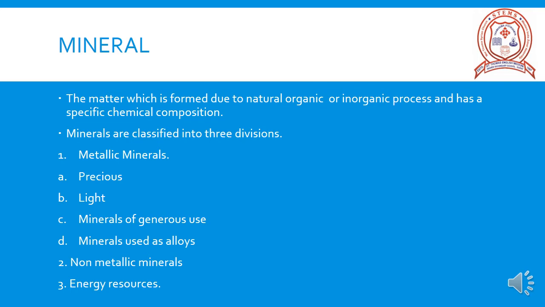Again, metallic minerals are classified into precious metallic minerals, light metallic minerals, minerals of general use, and minerals used as alloys. So these are the four types of metallic minerals. Precious metallic minerals, for example: gold, silver, platinum, etc. Light metallic minerals: magnesium, bauxite, uranium, titanium, etc. Minerals of general use: iron, copper, tin, zinc, nickel, etc. Minerals used as alloys: chromium, magnesium, vanadium, etc. These are the examples of metallic minerals.